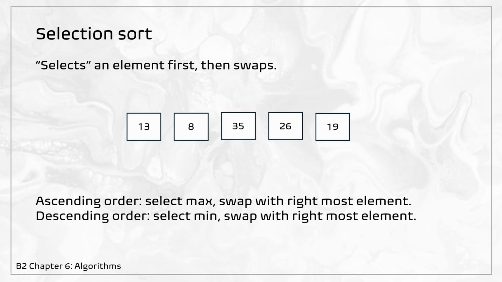A second method of sorting is selection sort. Selection sort isn't just mindless swapping between elements like bubble sort. Instead, it chooses beforehand the maximum or minimum value, then makes a swap. Let's understand this using a descending order example this time.